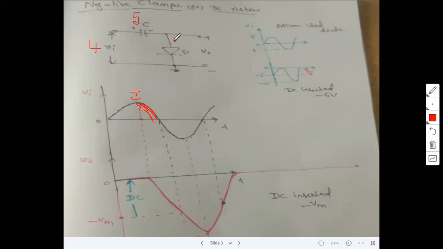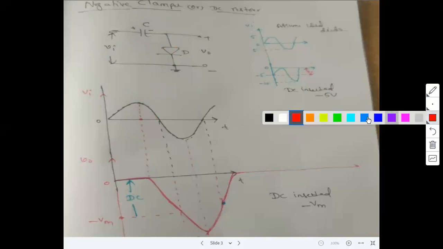Now what is the voltage drop across the diode? The voltage drop across the diode is negative, so the diode is in reverse bias. In reverse bias, simply it is an open circuit. Whatever the signal is, it is transmitted to the output. But what is the level here? This level is the 0 level.